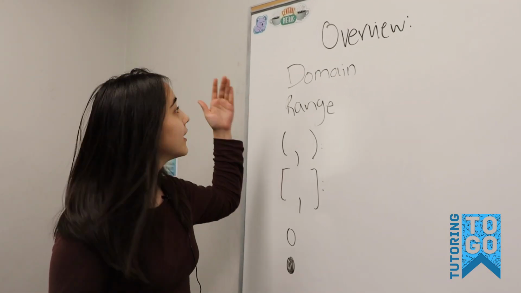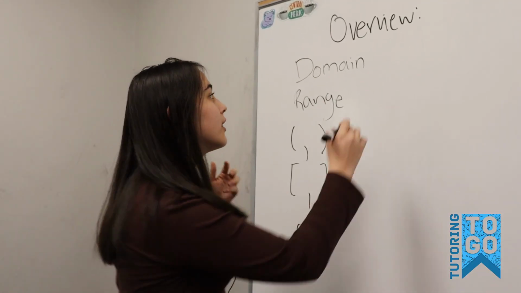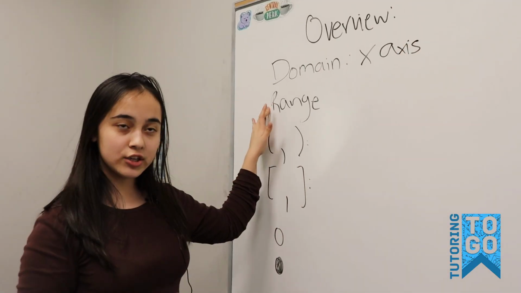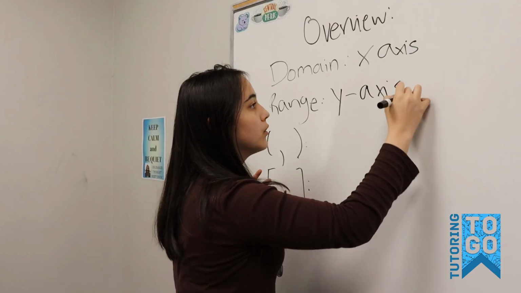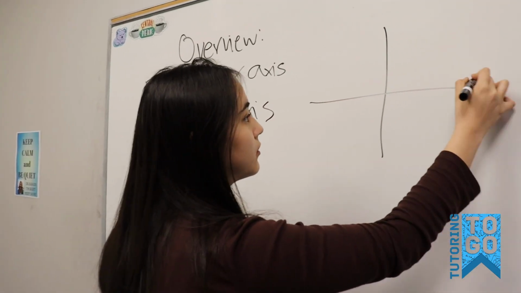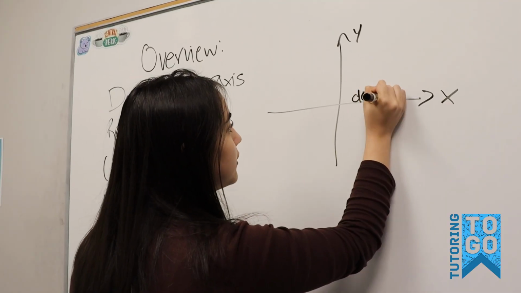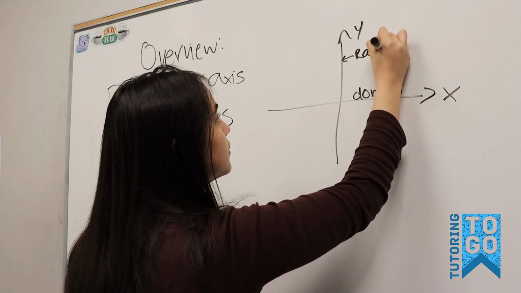Today we'll be discovering domain and range. So domain is uniquely known to the x-axis, while the range is actually known for the y-axis. So just like on a coordinate plane, this is the x, that is the y. This would be for the domain, and this would be for the range.